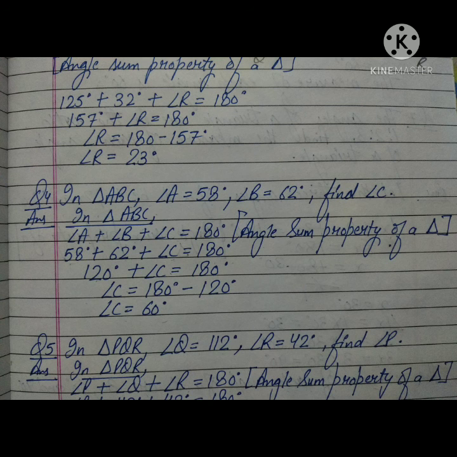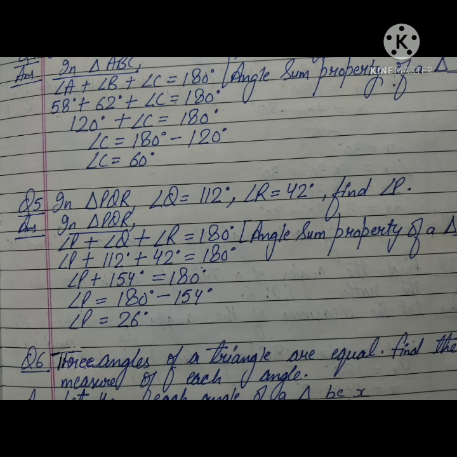Angle C is equivalent to 60 degrees. Clear? Now come to the next question. In question number 5, in triangle PQR, angle Q is given to you, that is 112 degrees. Angle R is equivalent to 42 degrees. Find the value of angle P.